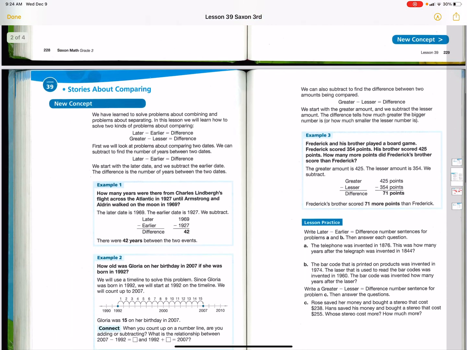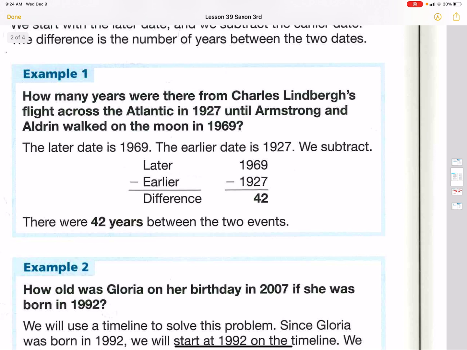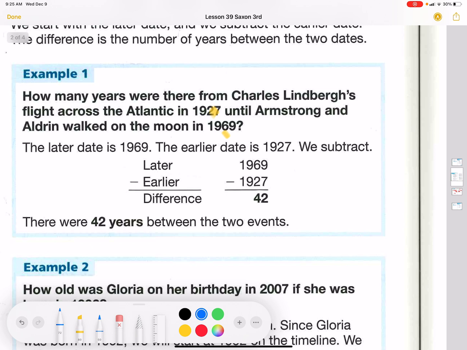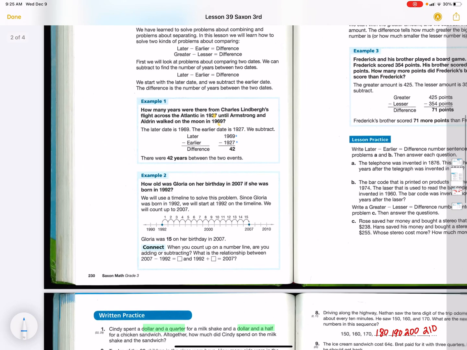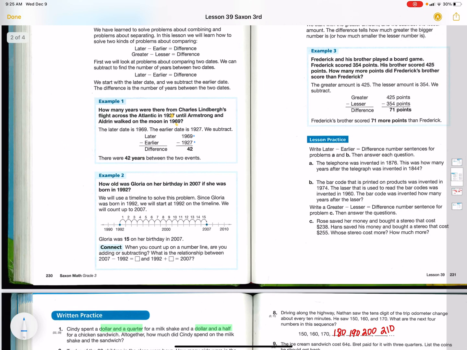On this lesson, we learned how to find the difference between 2 years. So if we had the year 1969 and 1927, we put the year that is the greater number, which is 1969, on top and subtract it from the year that is the lesser number, 1927, and here we got 42.